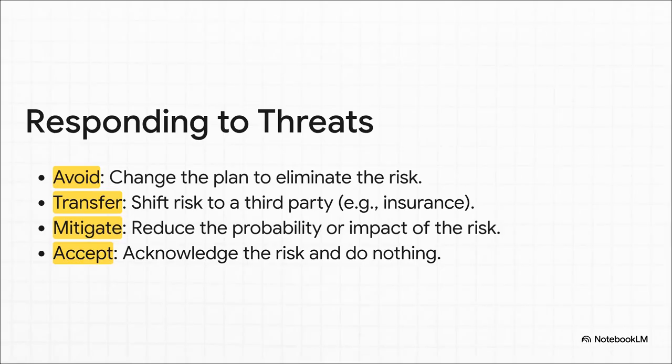So once you've identified a major threat, you basically have 4 moves you can make. You can try to avoid it entirely by changing your plan. You can transfer it. That's what insurance is for. You can mitigate it, which means taking steps to make it less likely or less painful. Or sometimes, for a small risk, you just accept it and move on.